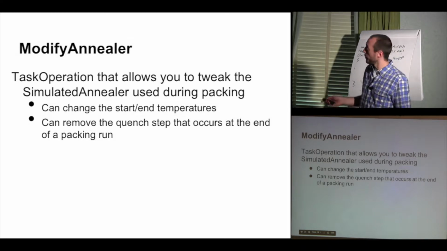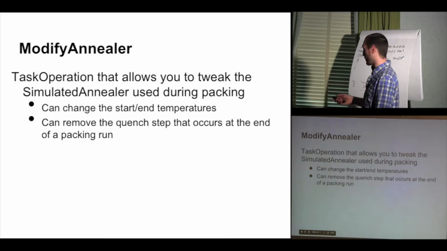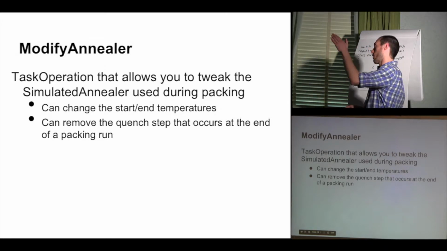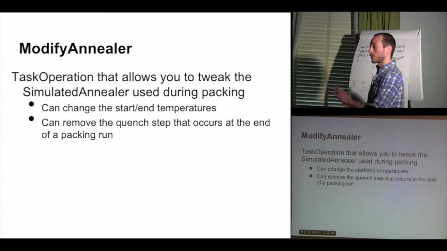And I think this is the last one I'm going to talk about. This is a task operation, modify annealer, that allows you to tweak the simulated annealer that's used during packing. So you can do things like change the start and end temperatures that you're using, or move the quench step. And the quench step is at the end of a packing protocol. You drop the temperature to 0, so you only accept rotamer substitutions that are lower energy.